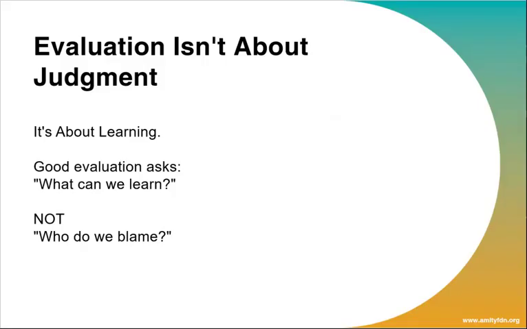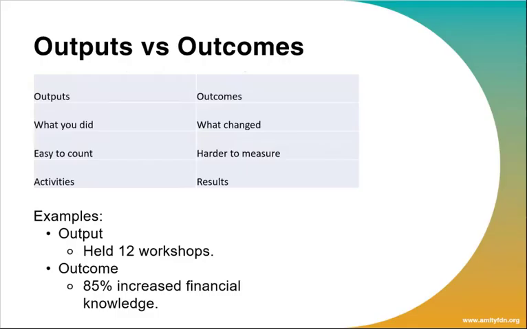Maybe an activity didn't get the participation you expected. Maybe your outreach strategy wasn't effective. Maybe participants needed something different than you anticipated. Again, those aren't failures, they're information. The strongest organizations use evaluation to make better decisions, improve their programs, and respond to what their communities are telling them. So when you think about evaluation, think less about proving and more about improving.